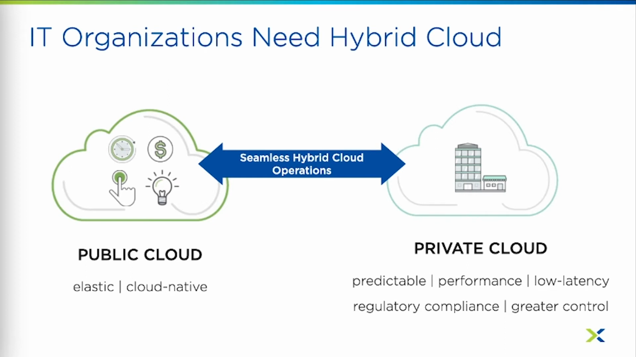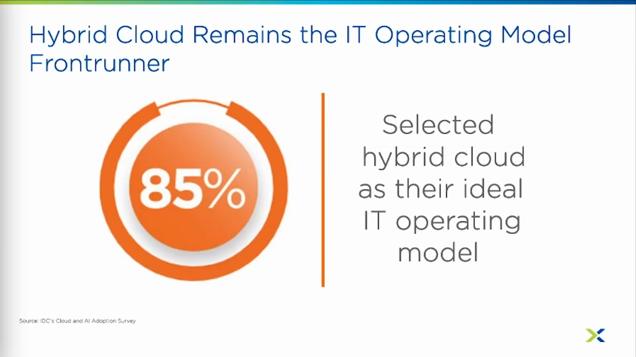And that's why my presentation really wouldn't be complete without an IDC stat, right? In an IDC survey, they said that 85% of IT professionals said a hybrid cloud is probably the best way to go, right? Because it has a little bit of both. It has private, it has public, and it can really meet your ideal IT operating model, no matter which way you want to go.